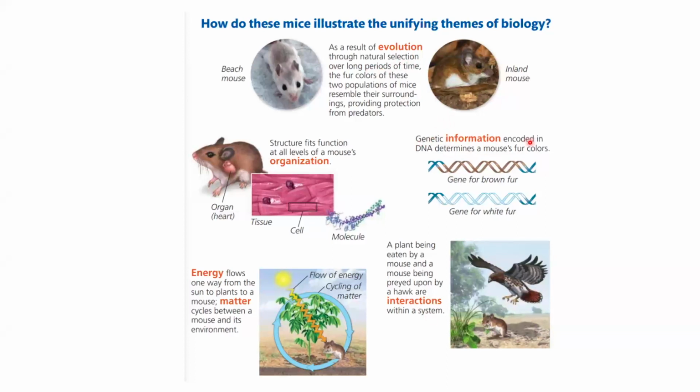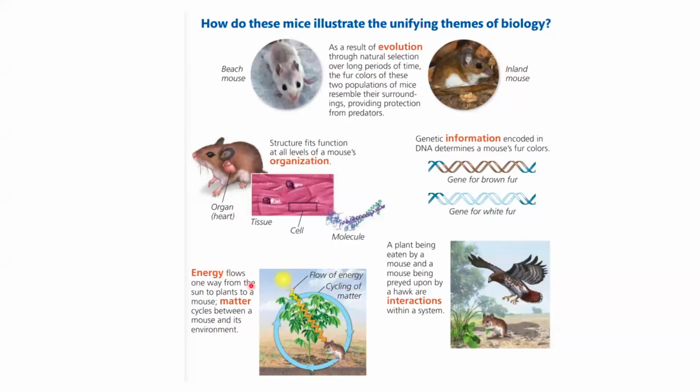You have genetic information encoded in DNA that determines a mouse's fur color, where virtually all organisms that we consider alive have some sort of genetic information, sort of what we say the blueprint or the instructions to make the organism. In the example they're giving here, the mouse's fur coat is brown, but at the end of the day, the information to make that brown fur comes from the genetic information at the DNA level, which we're going to expand upon a little bit.